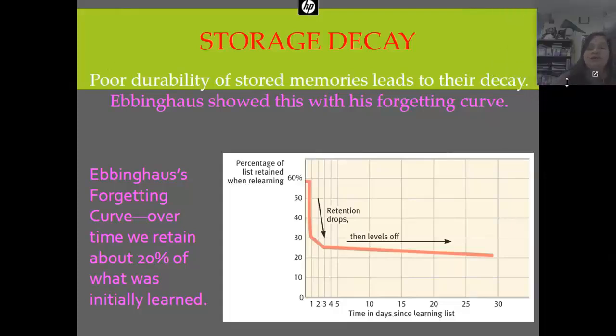Ebbinghaus, who we remember earlier from studying the nonsense syllables, says that we have poor durability of stored memories, and that leads to their decay. That just over time, memories decay, kind of like teeth, that our teeth start to decay. And he describes what's now called the Ebbinghaus forgetting curve. And he said that retention drops a lot at the very beginning, that most information is lost right there within the first days of learning it. But then it levels off, and we retain about 20% of what we initially learned. And that's over like a month.